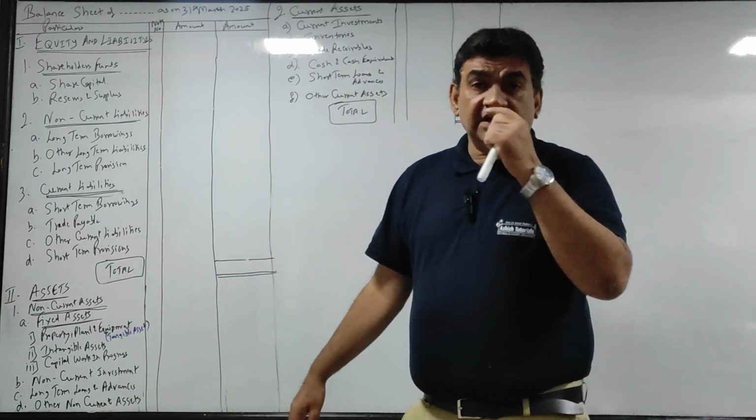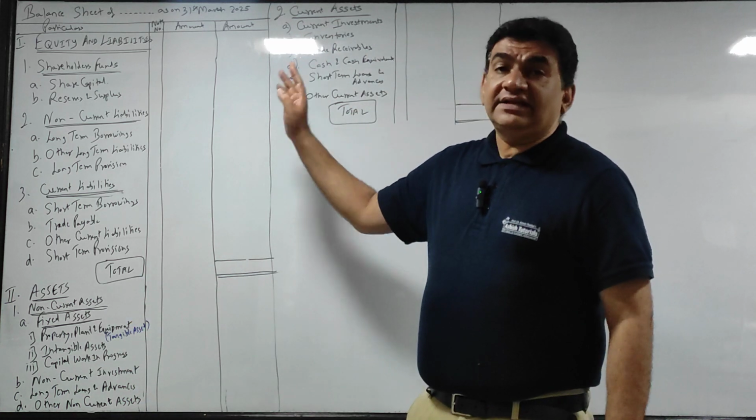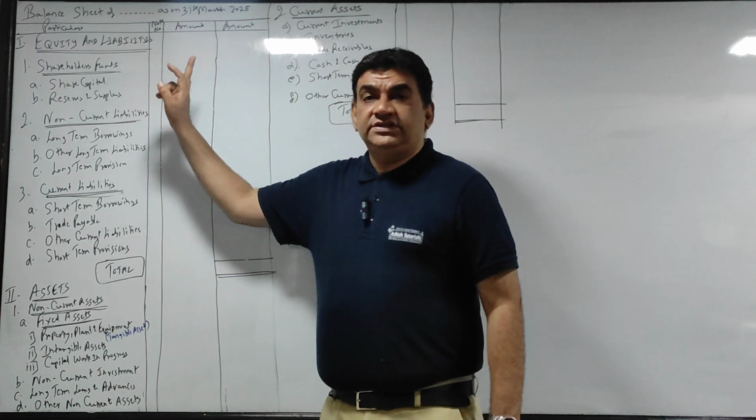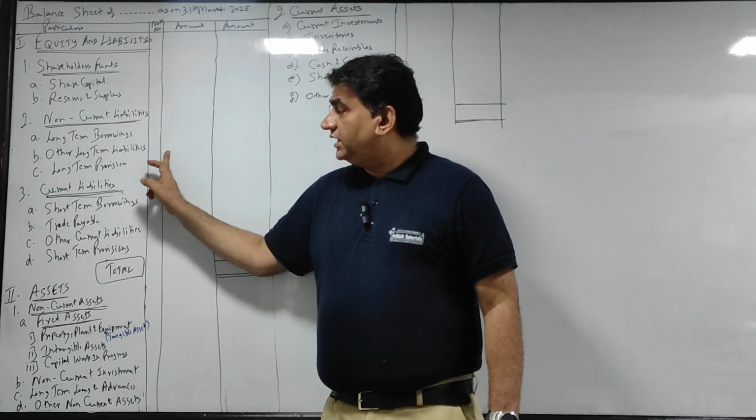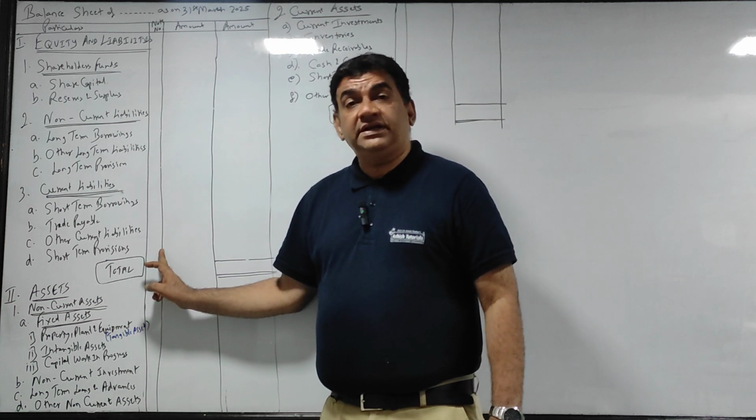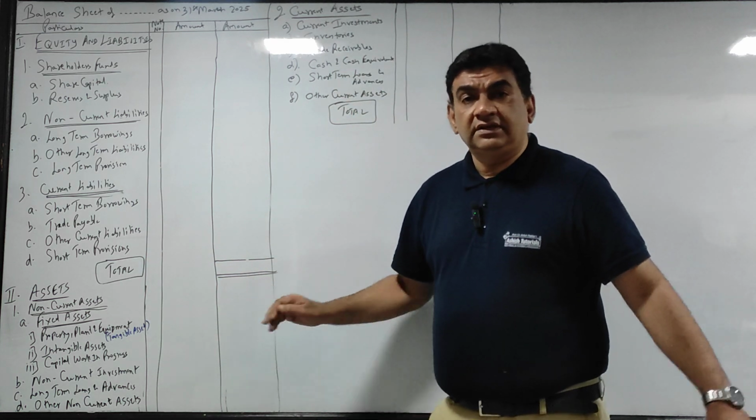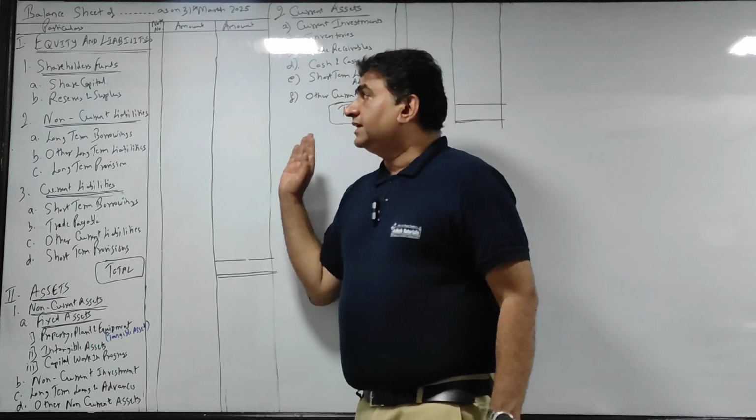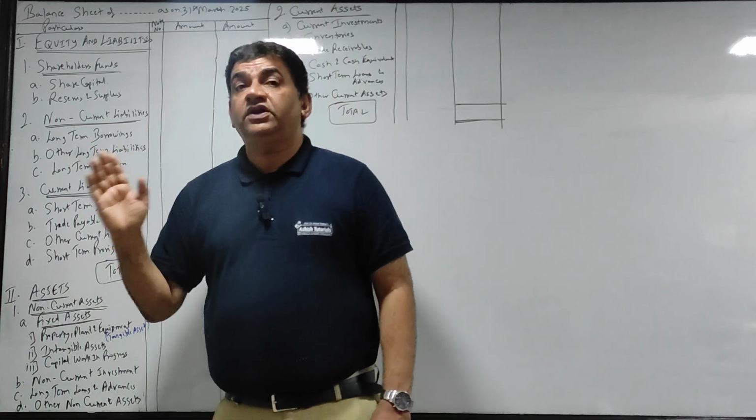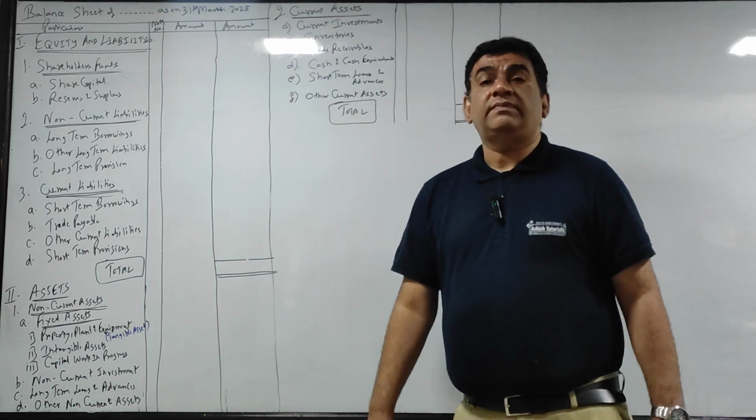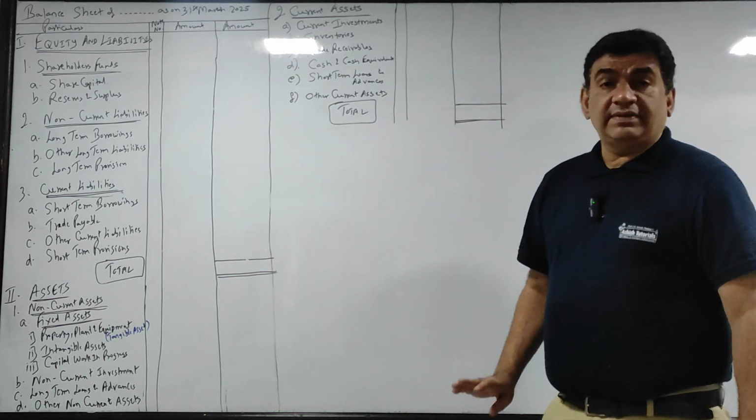So your balance sheet ka first half ka total, that is equity and liabilities, will be divided in three parts: shareholders funds, non-current liabilities, and current liabilities. And the total here will be the total of. Got it, guys? This was first part of your liability.